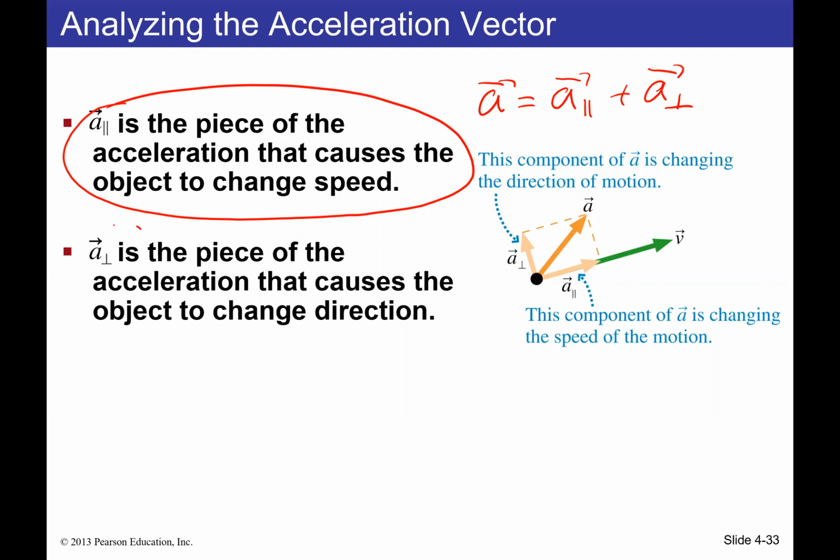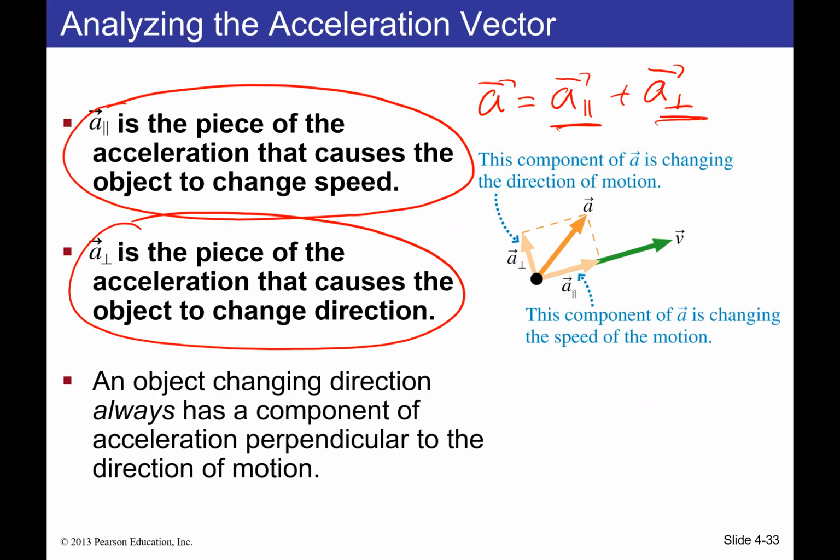The component of acceleration perpendicular to the velocity is actually the one responsible for changing direction. We didn't talk about this in chapter 2 because we assumed it was one-dimensional, where the direction doesn't change. But now you can say that acceleration has those two parts, parallel to the velocity and perpendicular to the velocity. The parallel one changes speed, the perpendicular one changes direction. So that's why an object changing direction always has a component of the acceleration perpendicular to the direction of the motion, regardless of whether it's speeding up or slowing down.